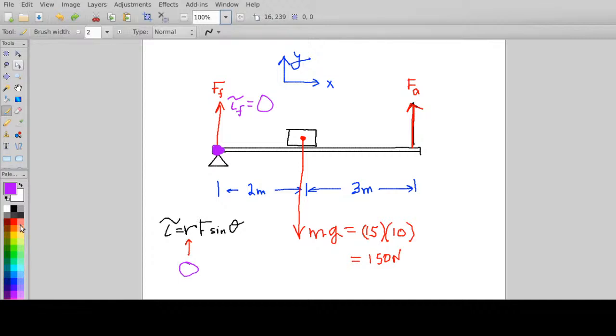Let me use blue. So how do you determine that angle theta, right here? Start at the axis of rotation that you chose, and pretend that you're walking from that axis to where the force acts. That looks a little bit messy, so let me just draw it down here. You're walking from the axis to where the force acts on the object.